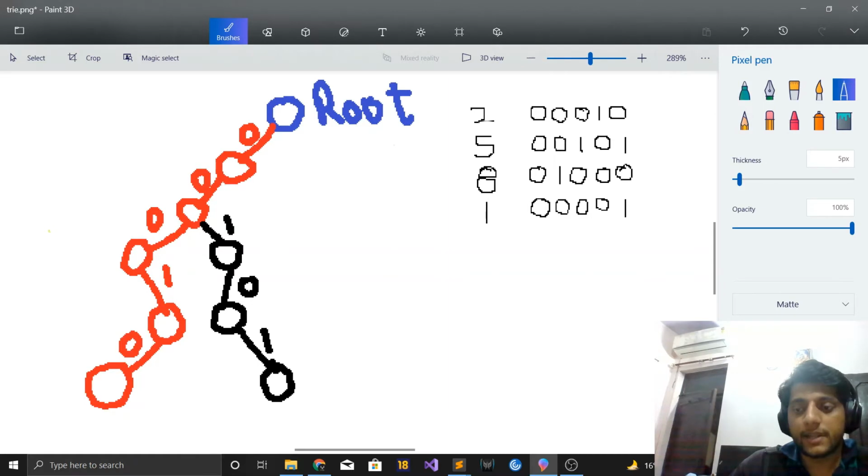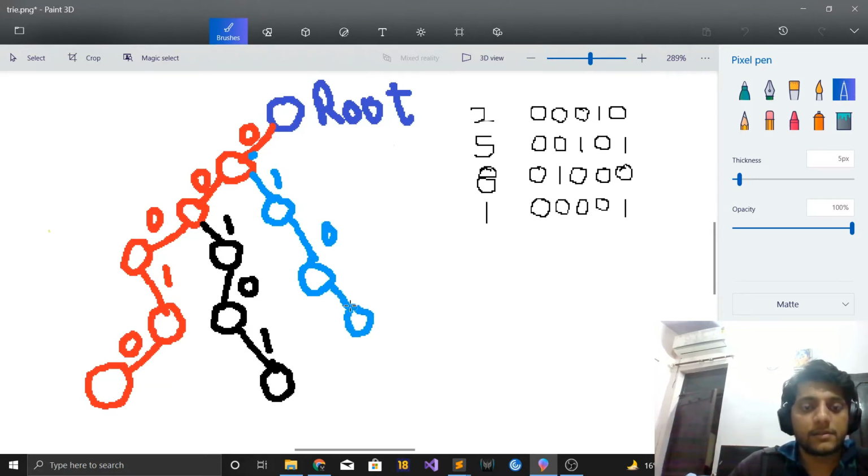Now let's try to insert 8. So 8's first bit is 0. So again, we'll use this link only. Okay, now 8's second bit is 1. This particular node does not have a child with bit 1. So we'll create one node. This is that one. And then all other bits are 0, 0. So let me quickly insert them. This is 0 bit and this is 0. And then this is also 0. Okay, we have inserted 8 here.